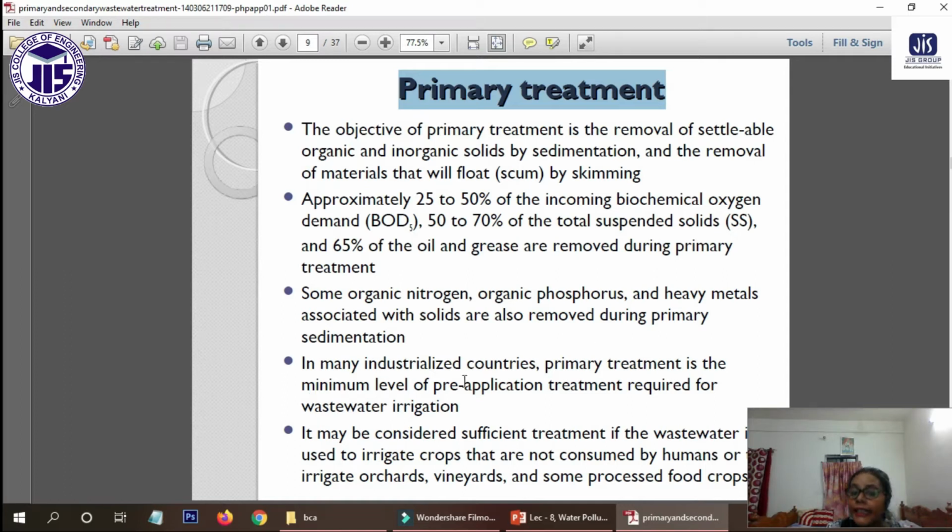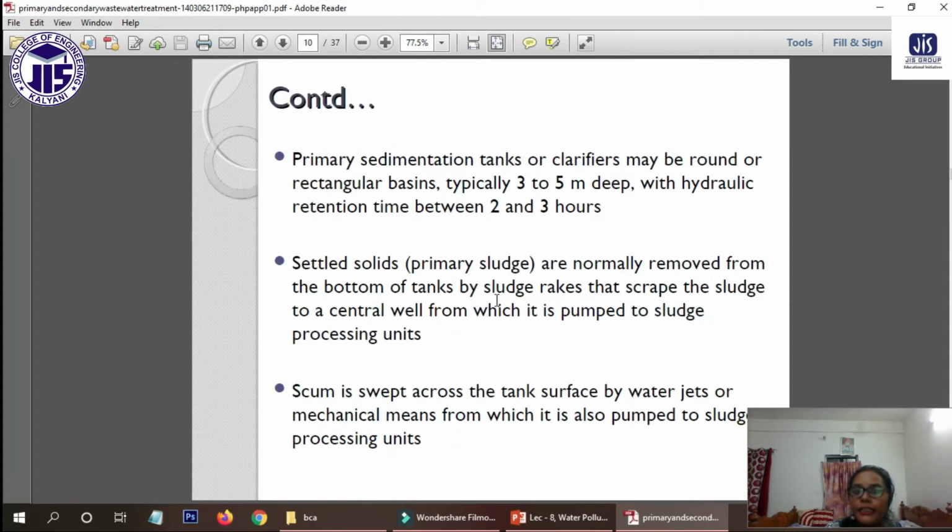In many industrialized countries, primary treatment is the minimum level of pre-application treatment required for wastewater irrigation. It may be considered sufficient treatment if the wastewater is used to irrigate crops that are not consumed by humans, or orchards, vineyards, or some processed foods. Okay, so this is all about the primary treatment.